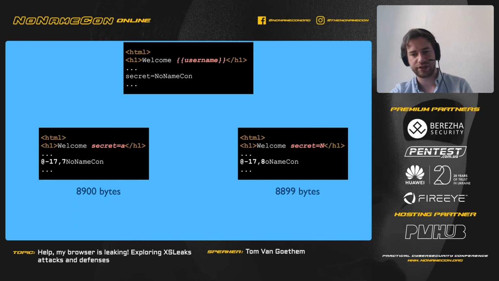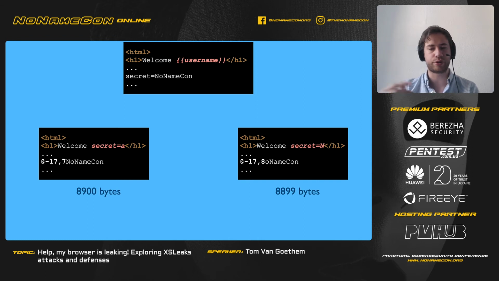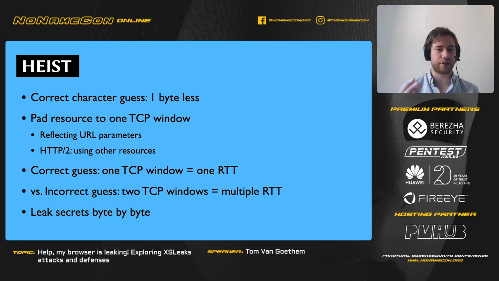On the right hand side we have secret equals capital N, and as you can see the back reference grew to 8 bytes, which means that we only need 1 byte less after compression. So it will be 1 byte less if it's a correct guess of the response. And now we can put the two things together. So if we guess correctly, we have 1 byte less.